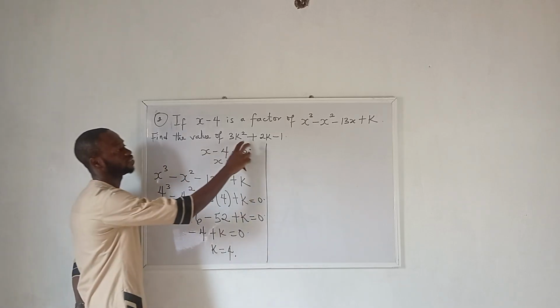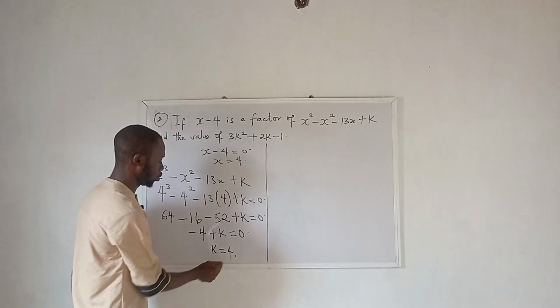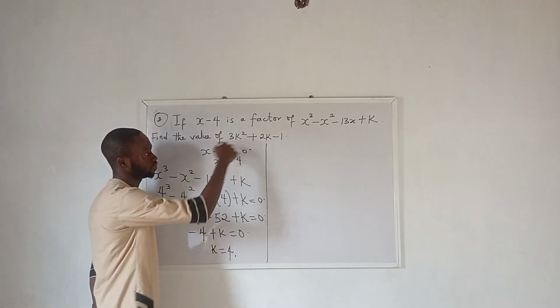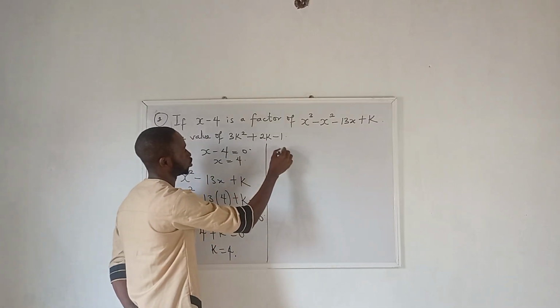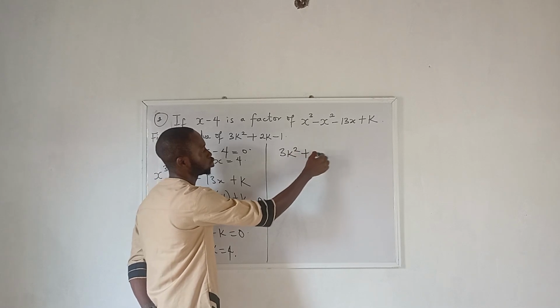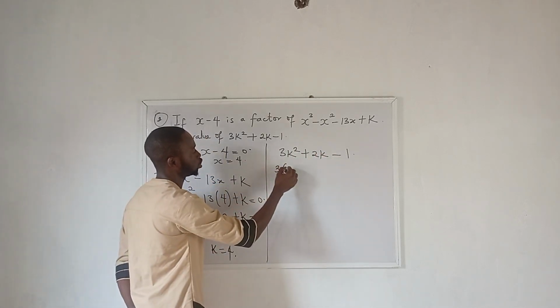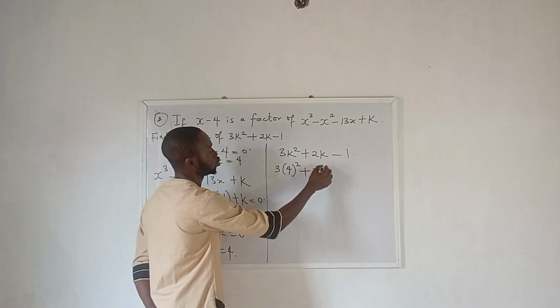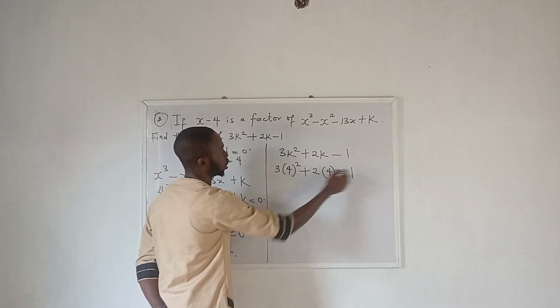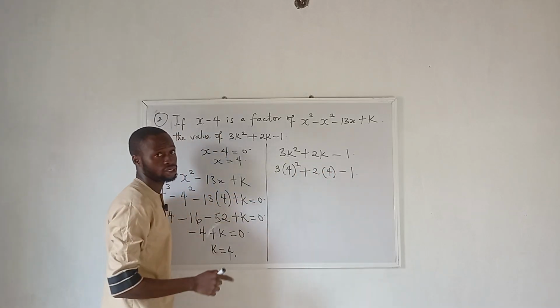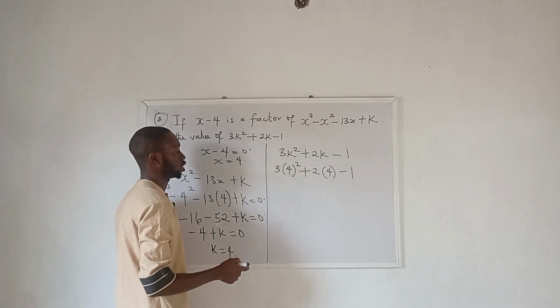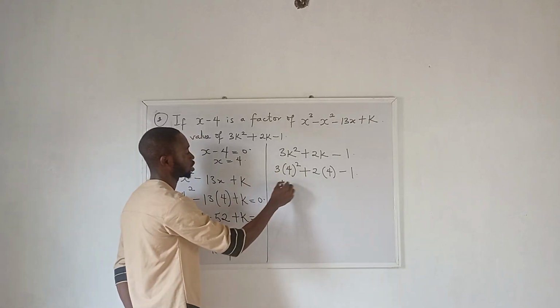The question said find the value of this. So that implies that the value of k here, we input it here to find the value of this particular question. So we have 3k squared plus 2k minus 1. So if we input 4, we would have 3 into 4 squared plus 2 into 4 minus 1. This is 16, right? And 16 times 3, that should give us 48.